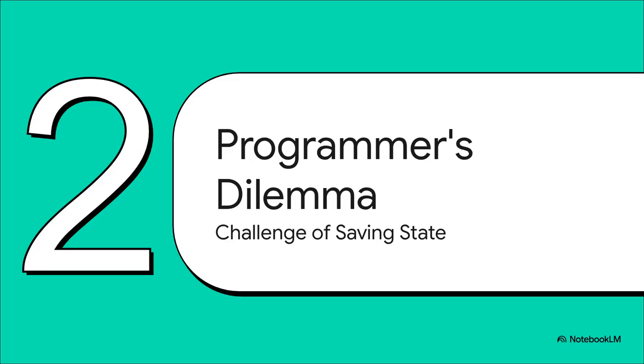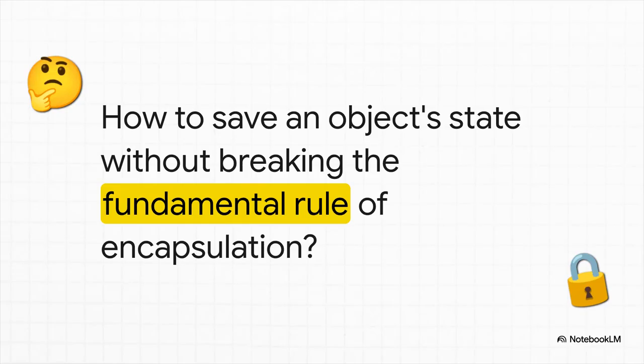So what makes this so hard? I mean, why can't you just save everything all the time? Well, it turns out it creates a huge conflict with one of the most important principles of good software design. And here's the core of the problem. How in the world do you take a perfect snapshot of an object's internal data while at the same time following a golden rule of software design that says you should never be looking at that internal data to begin with? That rule has a name, and it's called encapsulation.